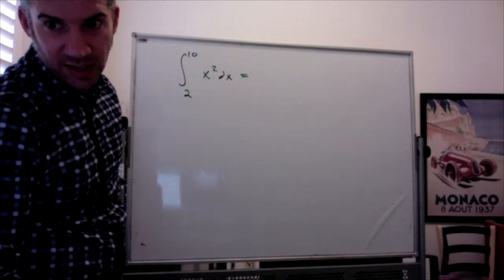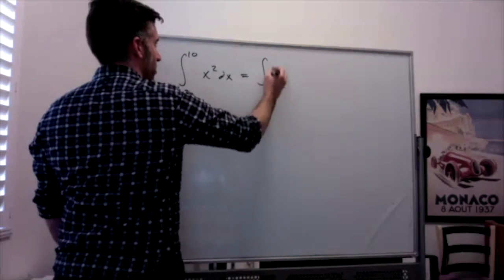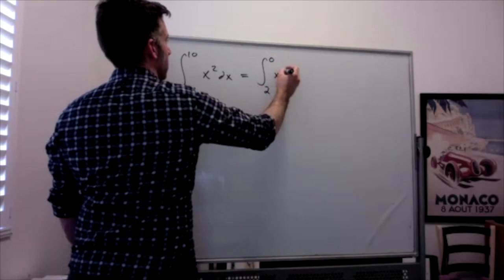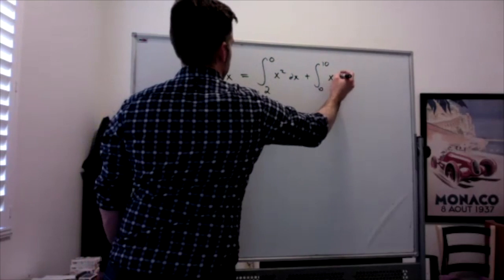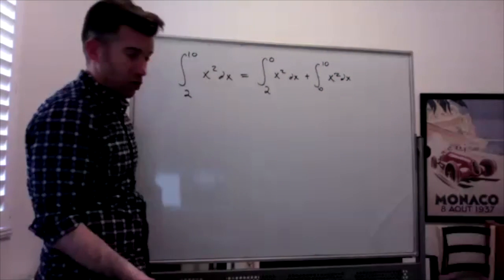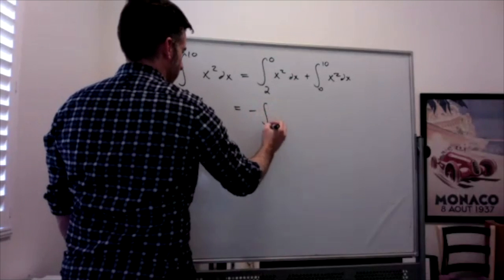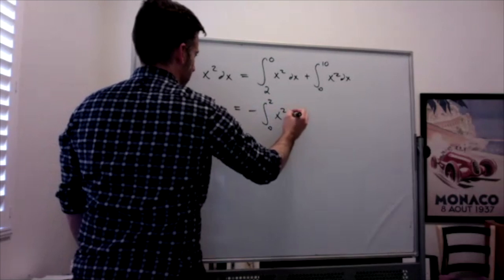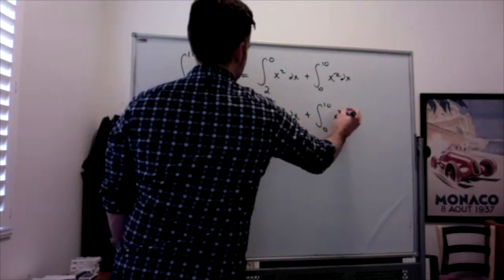But you can totally break this up at 0. You can say it's the integral from 2 to 0 plus the integral from 0 to 10. Would I do this? No. But could I do this? Yes. And then you could say, oh, this is the negative integral from 0 to 2 of x squared dx plus the integral from 0 to 10 of x squared dx.